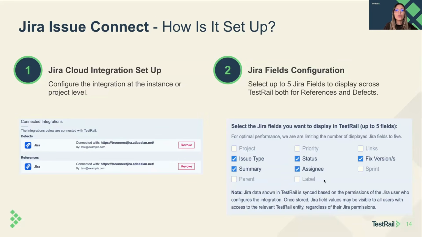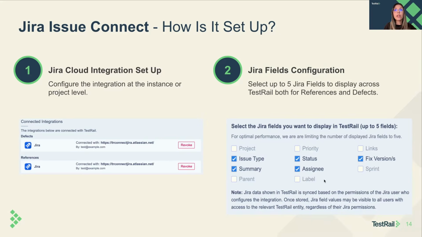Next, our customers will also be able to choose which Jira fields you wish to see inside TestRail. Now, we connect with all the 11 fields that you see here on the right, but you will need to select up to 5 fields for both references and defects. And this limit is intentional because it keeps the experience focused on what matters most without overwhelming users or introducing unnecessary data. Now, we provide a default set of 5 fields for both references and defects. So if that works for you and your team, you can simply keep the defaults and move on.